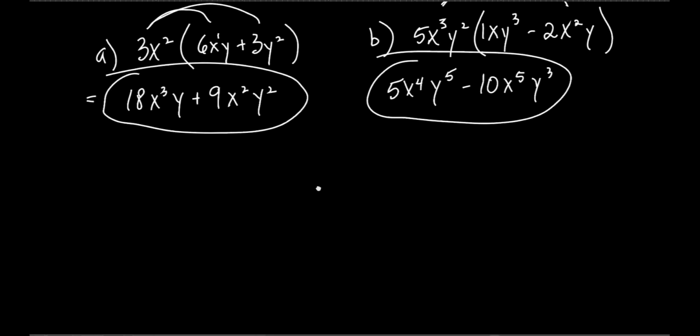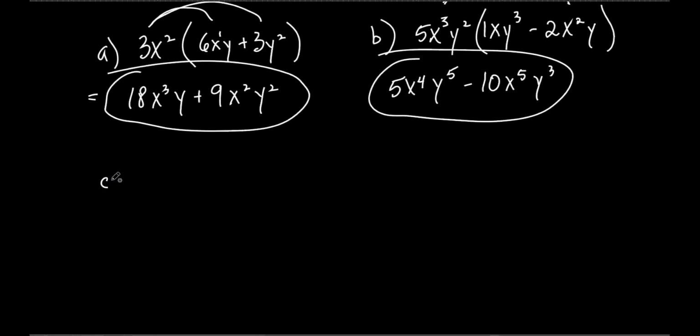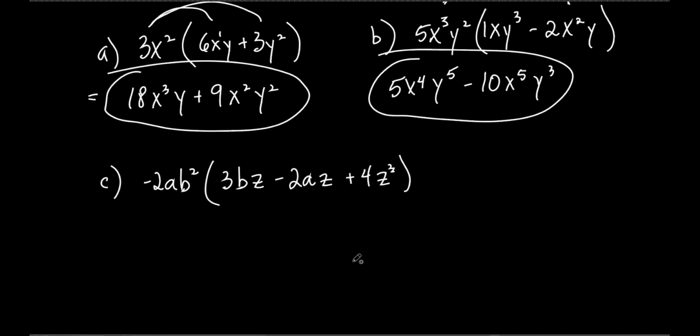I'll leave that there so you can see it. All right, let's do one more of these, and then we're going to branch out to something that's a little more difficult than what we're doing right here. So here we go. We've got negative 2ab squared, parentheses 3bz minus 2az plus 4z cubed.